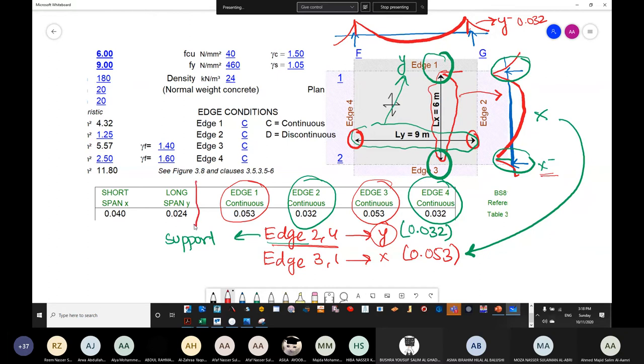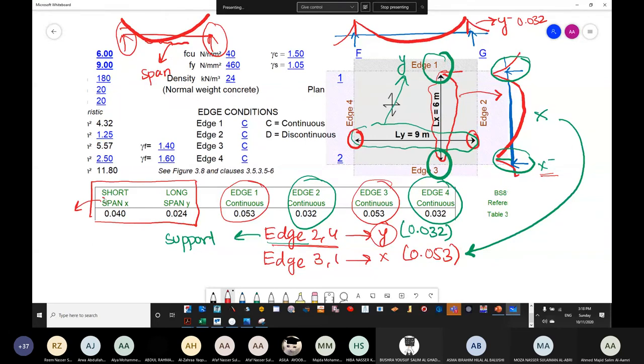Now remaining are the long span and short span. When I talk about any element, this region is what we call the support or edge. This part is what we call the span. In your drawing, in most cases, we have negative here and positive goes here. So span is always positive, and support is always negative or zero, depending on continuous or discontinuous.